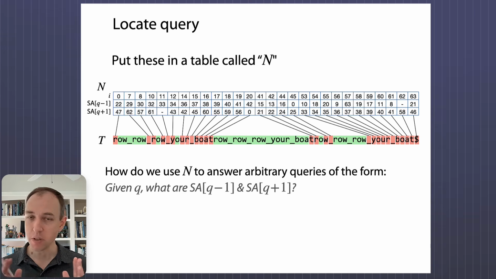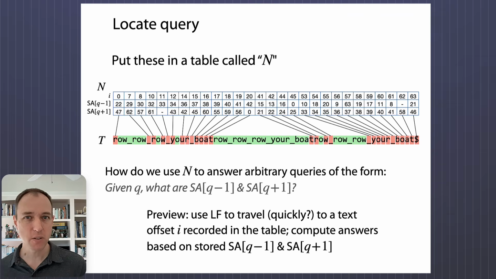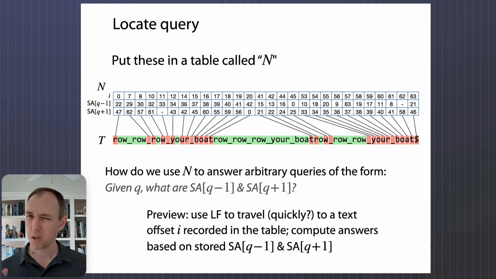Just as a preview, we're going to use LF mapping to move to the left with respect to T until we get to an entry for which we do have the recorded suffix array values. Then we're going to do a little computation to figure out the answer to our original question. We also are going to have to come up with at least one idea for how to do this quickly so that we don't have to iterate LF mappings. That's coming up in the next video.